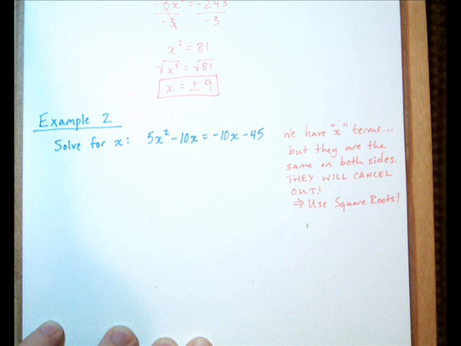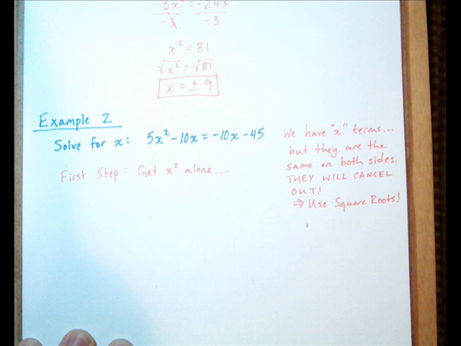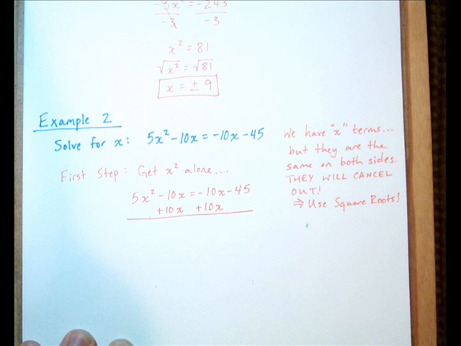Now, what I'm going to do first is take the equation and immediately cancel out the x's on both sides. And that works by simply adding 10x to both sides. If we do that, then the negative 10x on the left and the negative 10x on the right both cancel out. And we're just left with 5x squared equals negative 45.